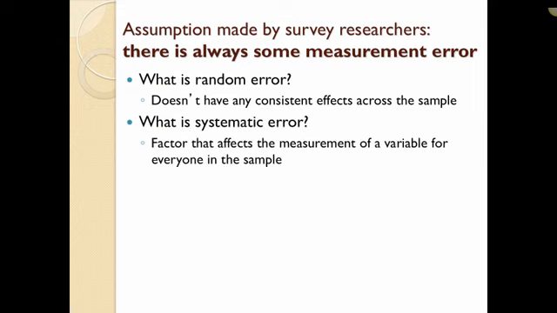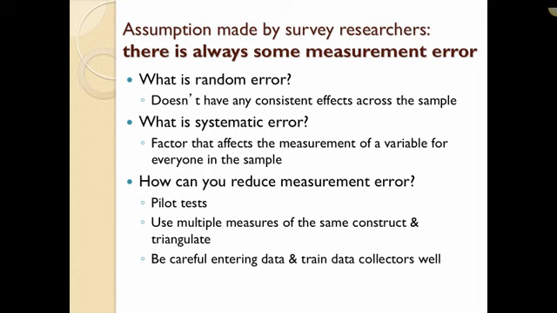Systematic error, however, are factors that affect the measurement of a variable for everyone in your sample. Oftentimes it's if you word your question in a way that's misleading and everyone interprets how you worded the question differently from what you intended. There are a lot of ways to reduce measurement error, and one important thing is pilot testing. A lot of times it's good to distribute your survey before you actually do it in practice, maybe to a couple people in your office, and make sure that they all understand what you're asking and that it makes sense to them before you send it out to all of the students that you're interested in studying.